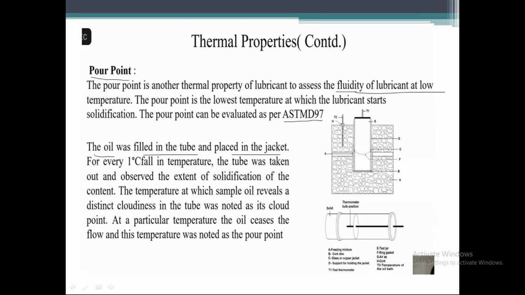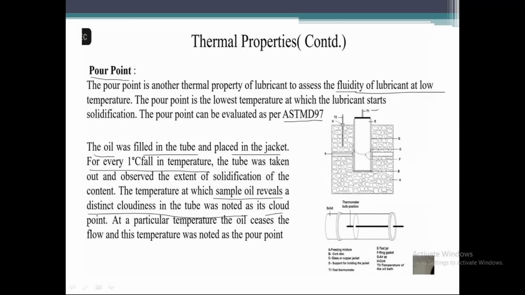Now we have to reduce the temperature slowly, 1 degree Celsius at a time. After a 1 degree fall in temperature, which you can measure using this thermometer, take it out and see whether there is a cloudy appearance or not. If it is visibly liquid, then you have to go further down, reducing 1 degree Celsius and keep going down. The temperature at which the sample oil reveals a distinct cloudiness in the tube should be noted, and this is the cloud point.